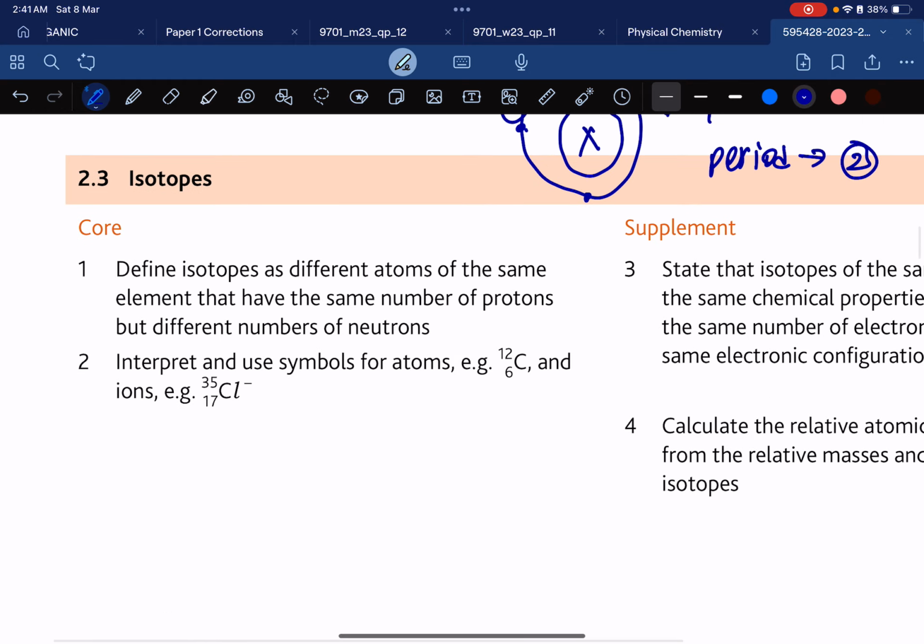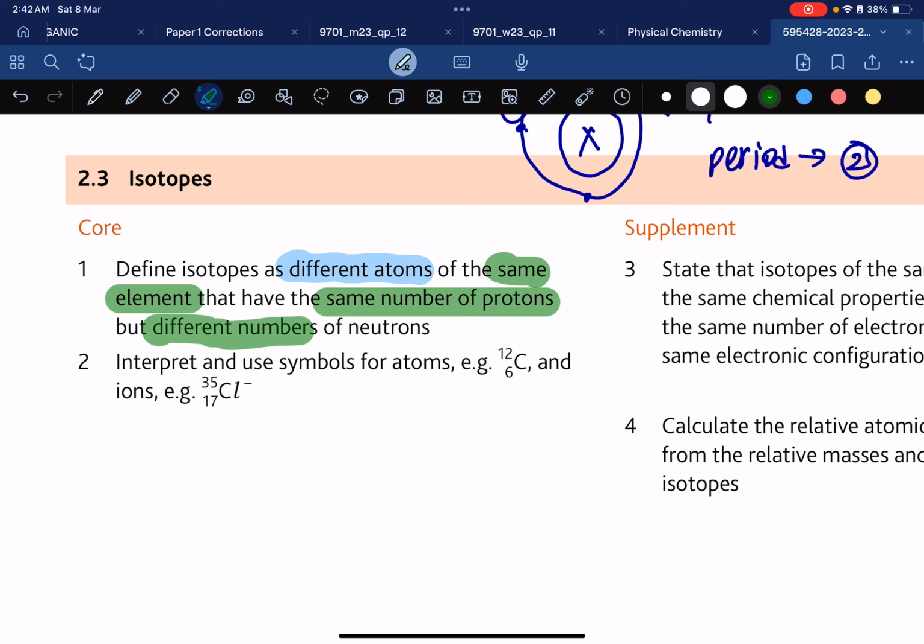Isotopes: define isotopes as different atoms of the same element. This is why many people make mistakes. Most people write that isotopes are different elements that have the same number of protons but different numbers of neutrons. My friend, no, that's wrong. You have to state that they are different atoms but of the same element, with the same number of protons but a different number of neutrons.